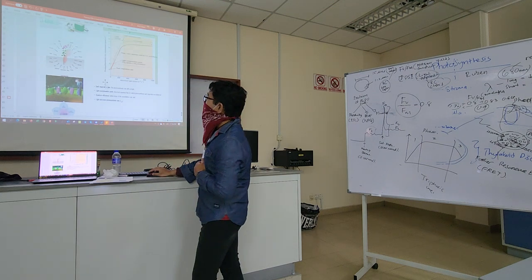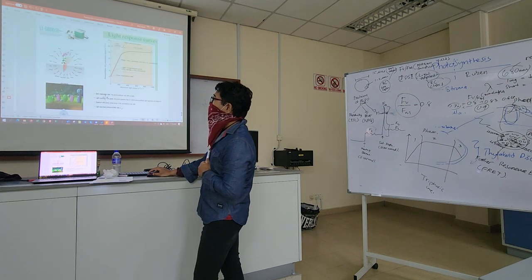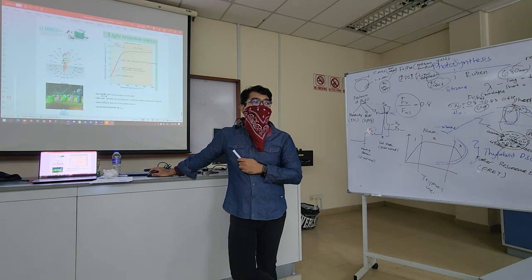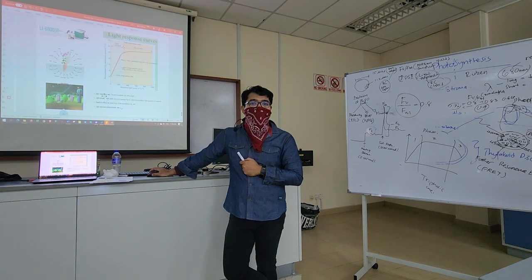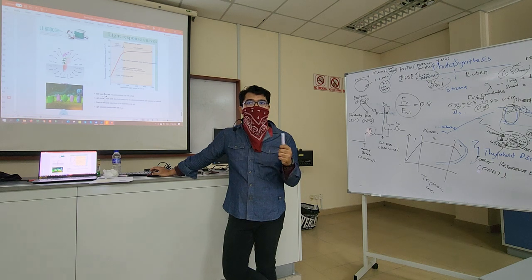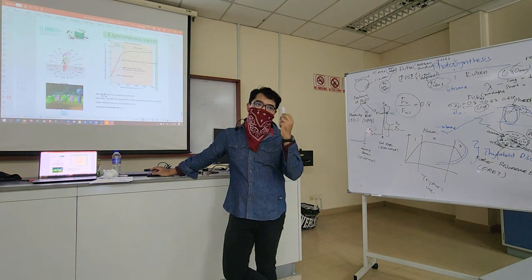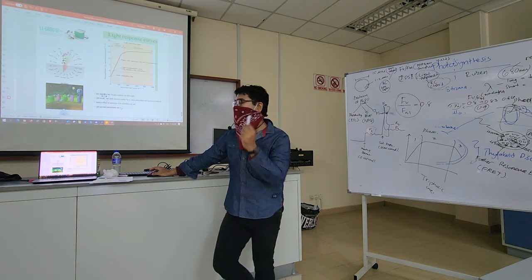So what do you get from the light curve? In essence, you get the dark respiration rate, meaning that when there is no light, how much your plant is respiring. That is the activity of the mitochondria, because when you turn off the light, the chloroplast is not active, but the CO2 is increasing. Whose fault is it? That's the mitochondria's action, which you can get from this as well.